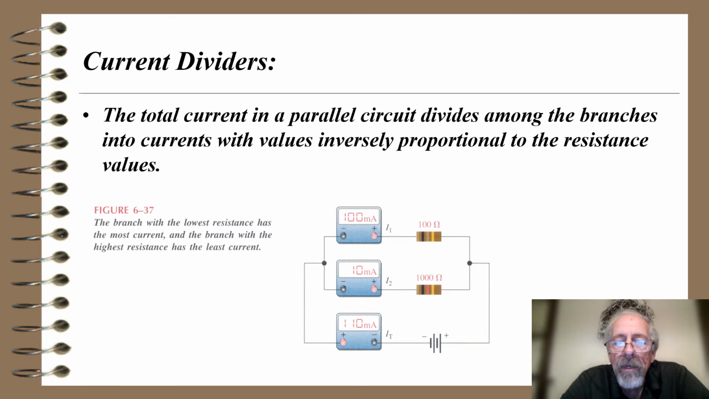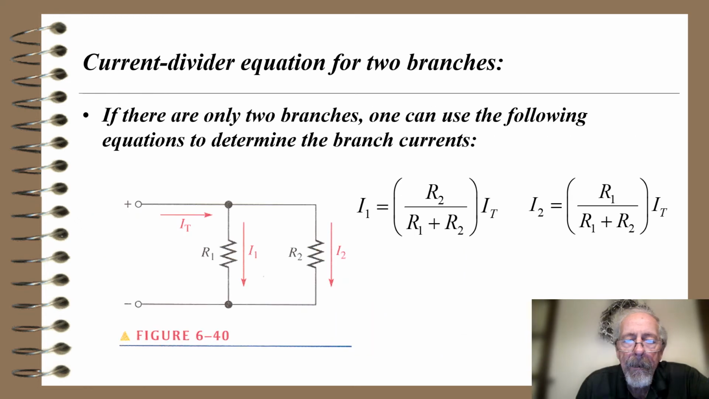This shows a diagram with a source. It's got 3 meters there. The total current is 110 milliamps. The current through I1, which is a 100 ohm resistor, is 100 milliamps. The current through I2, which is a 1,000 ohm resistor, is 10 milliamps. So the current totals up to 110, the 100 plus the 10 total up to the total current of 110 milliamps. We could figure out the voltage of the battery, but let's not do that right now.